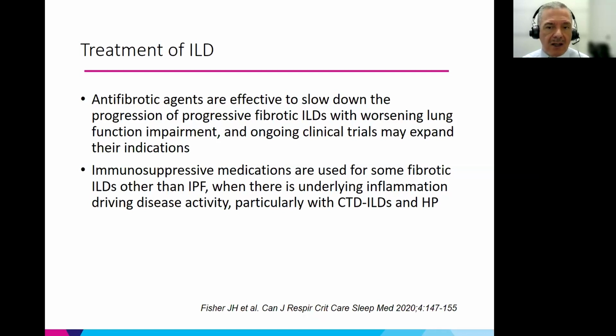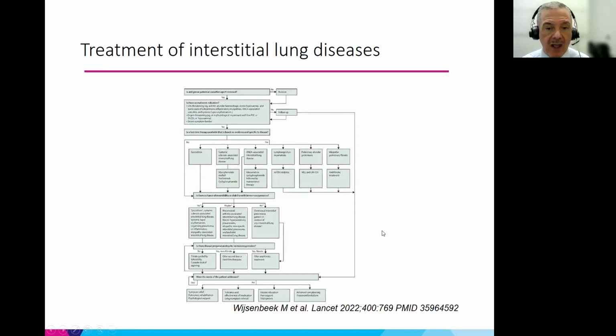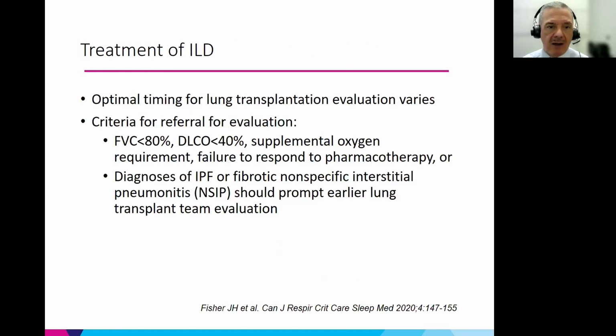Antifibrotic agents slow down the progression of fibrosis in ILDs. Immunosuppressive medications, contrary to past practices and common belief, are reserved for ILDs where there is a predominant underlying inflammatory process, like the connective tissue disorders or hypersensitivity pneumonitis. Sarcoidosis also falls in that category. I won't go into the discussion of the treatments because it's already been mentioned.